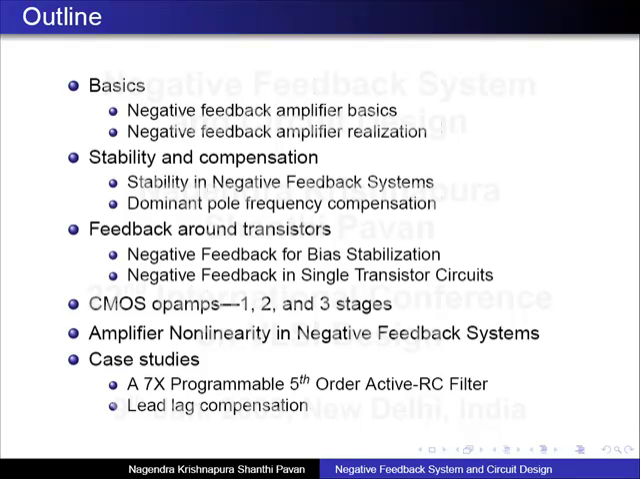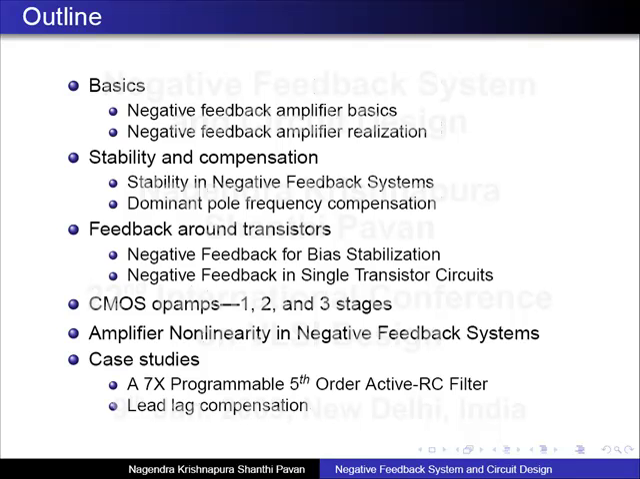Then we'll look at some aspects of feedback around transistors. These are basically little circuits which we use routinely in ICs, but which are usually not thought of as feedback systems in many books. We'll look at those things. And then we'll just show transistor level schematics of CMOS op amps of 1, 2 and 3 stages. And we'll hope to also discuss the effect of nonlinearity in a negative feedback amplifier. That is, whatever amplifier you use in a negative feedback loop, if it's nonlinear, what happens?